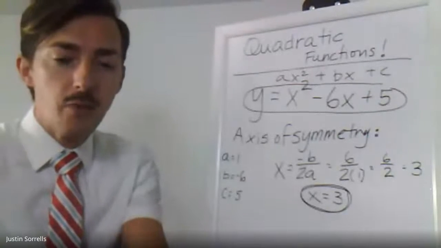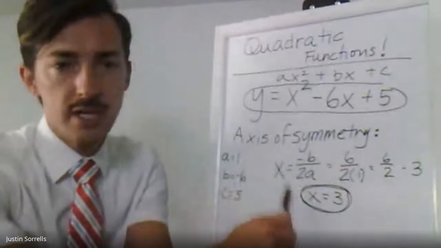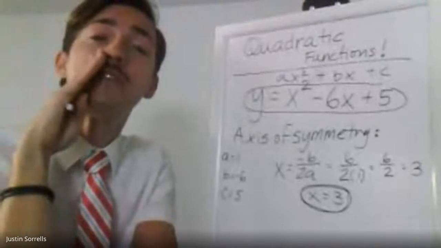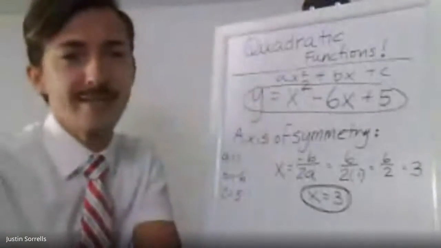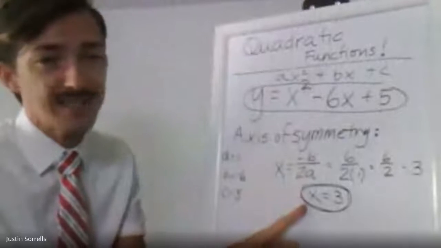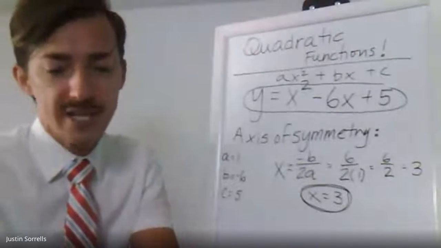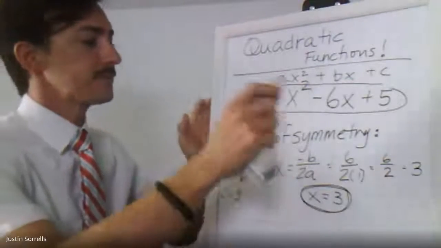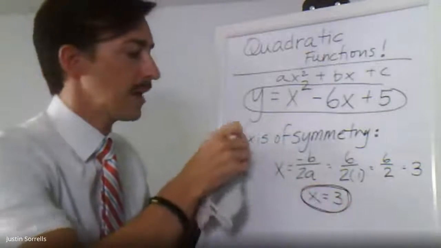So now that we have found the value for this axis of symmetry, guess what? We've already found half of the value for the vertex. Yes, that is true, because this x value is the same x value for the vertex. Okay, so you're already halfway there. All right, I'm going to erase this, but remember that x equals 3.